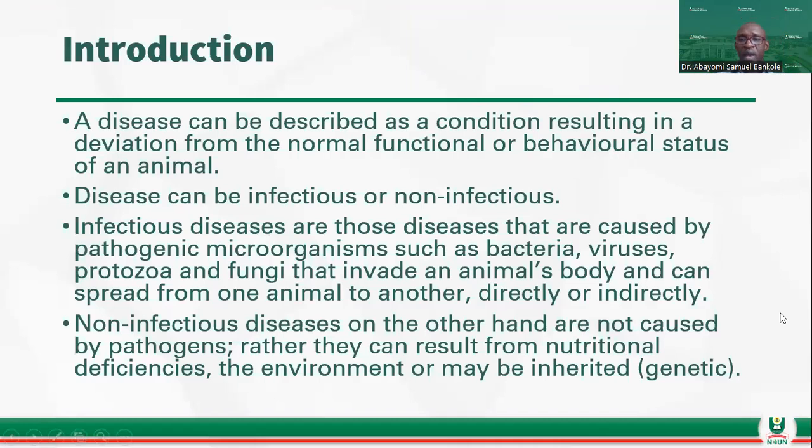So, by way of introduction, a disease can be described as a condition that results in the deviation from the normal functional or behavioral status of an animal. Now, disease can either be infectious or non-infectious. So it's not all diseases that are infectious. So we have injuries, we have poisons, we have other sources of diseases that are not necessarily infectious.